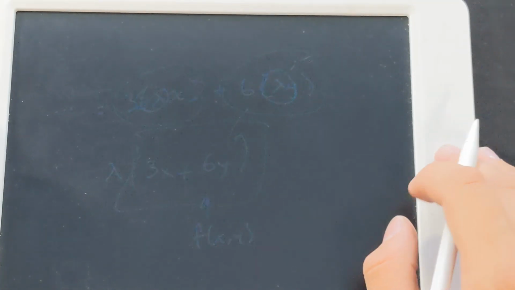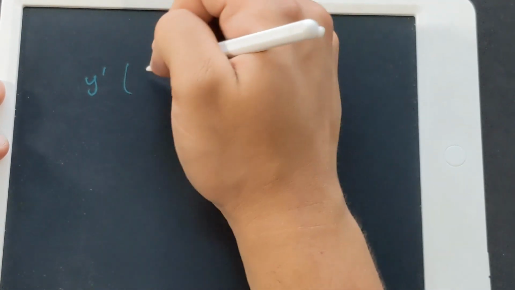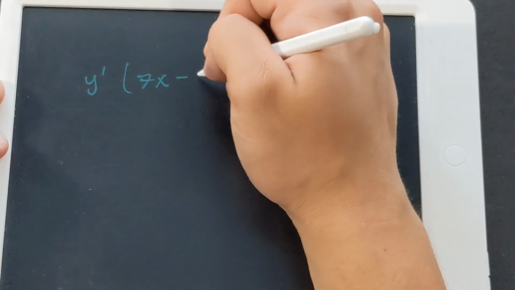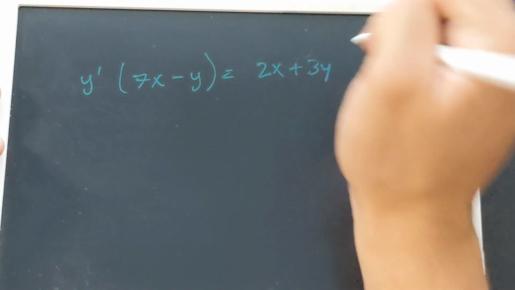And we'll go ahead and give you one more example that shows you a little bit more what happens if something maybe doesn't look as clean as that. I gave you a very easy function there. So let's use a different one. Let's say our function is y prime of 7x minus y is equal to 2x plus 3y.